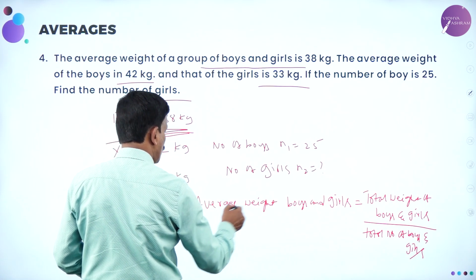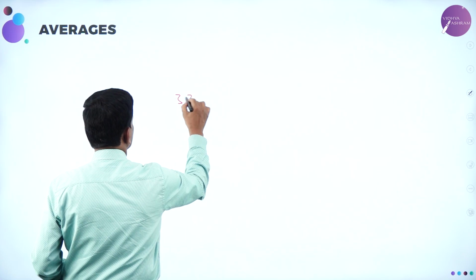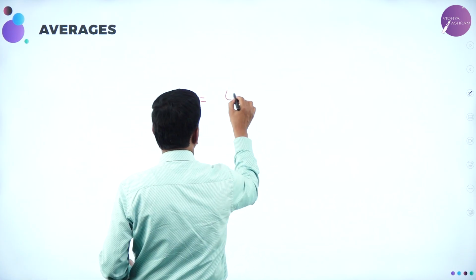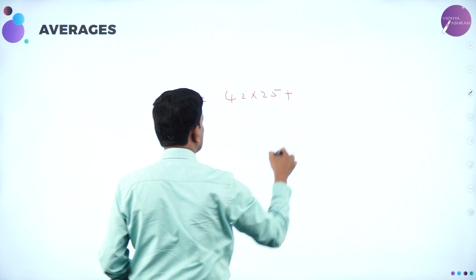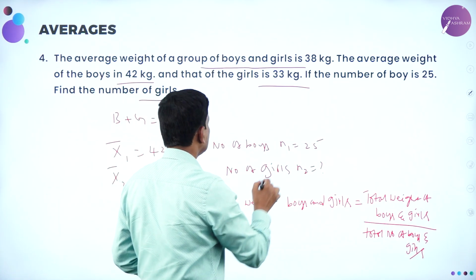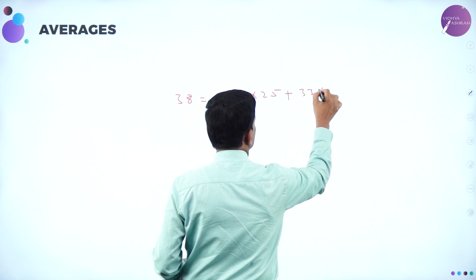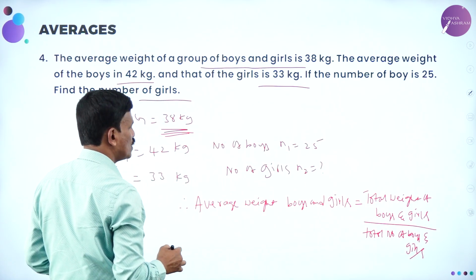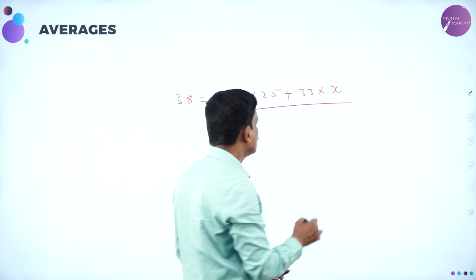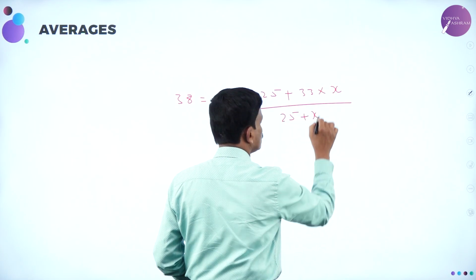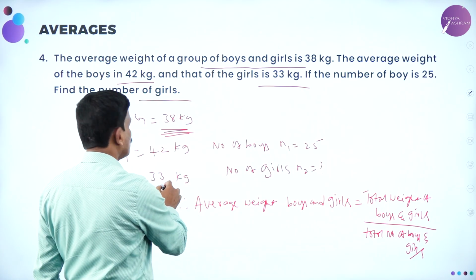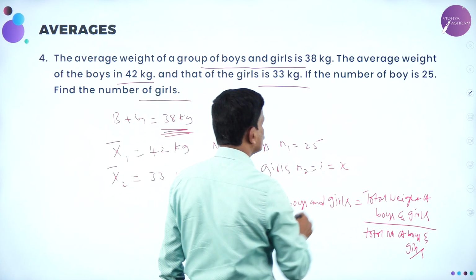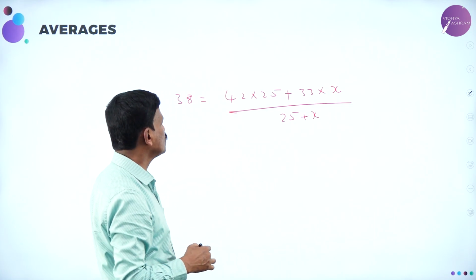So, therefore, the average weight is given, that is 38, is equal to 42 into 25 plus 33 into x, divided by the total number of boys and girls. What is the total number we have here? 25 plus x. The average weight of girls is 33 into the number of girls, which we don't know, so let us call it x. So that is 33 into x divided by 25 plus x.